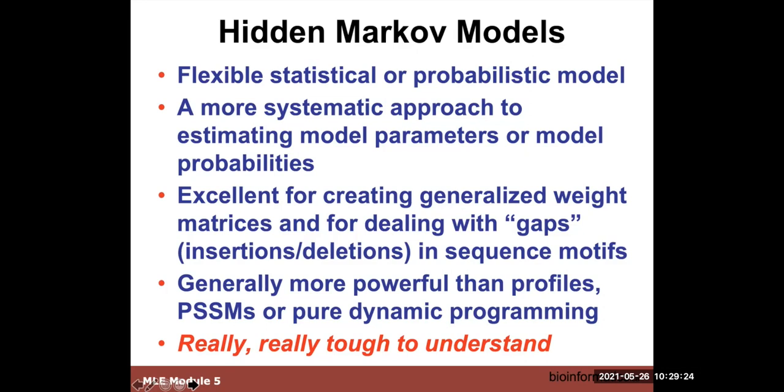The strength, at least in the example we're going to look at today, is with sequence motifs and dealing with insertions and gaps. As I said, with things like regular expressions, or more specifically PSSMs, that's a weakness. They can't handle insertions and deletions, whereas hidden Markov models can.